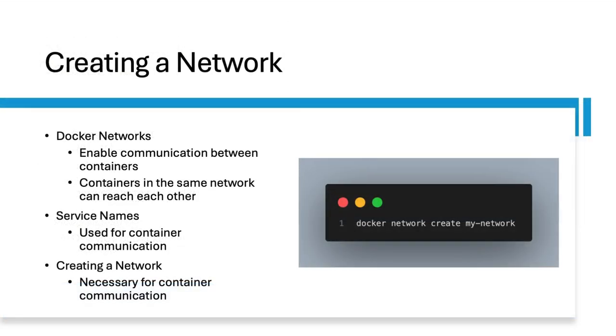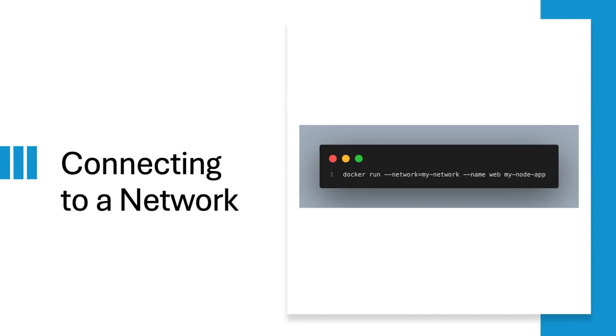Docker containers communicate using Docker networks. Containers in the same network can reach each other by their service names. Creating a network is essential for this communication. Here's an example for the best practices using Docker, specifically focusing on how to connect a container to the network.